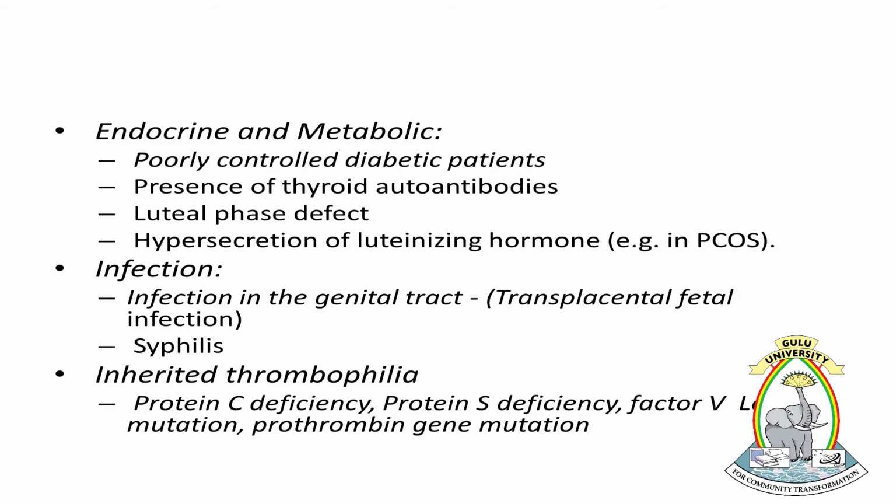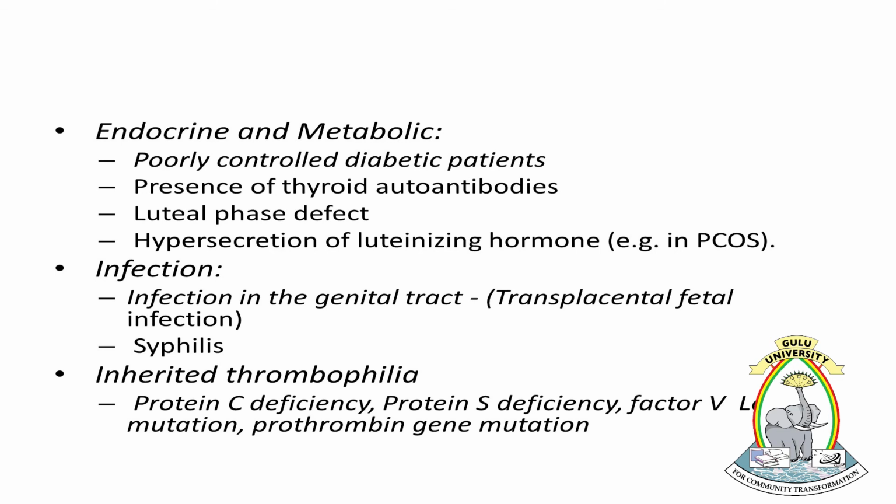In mothers who have inherited thrombophilia, that means that they have bleeding tendencies, especially when they have a protein C deficiency, protein S deficiency, and factor V Leiden mutation, or a prothrombin gene mutation. They are more likely to have problems with recurrent pregnancy loss. You may need to understand this well, and then you go to the coagulation pathways. If you go to the coagulation pathway, you understand where these proteins C and S are, and then the factor V Leiden, and then the prothrombin. This will give you a guide.